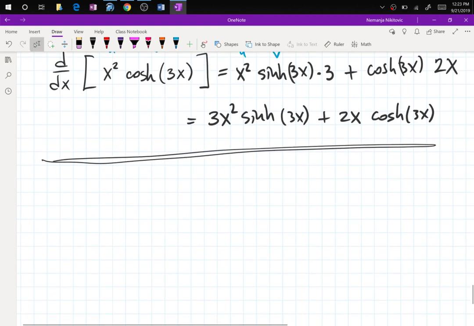So let's start with the vanilla example over here. What is the integral of cosine hyperbolic of 6x dx? Right? So that would be a vanilla example.